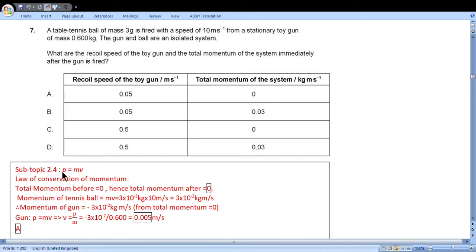Subtopic 2.4, momentum equals mass times velocity. Law of conservation of momentum: total momentum before equals 0, hence total momentum after is 0. The momentum of the tennis ball is given. The momentum of the gun should be opposite. So rewriting the formula for momentum to find velocity, knowing the momentum of the gun and the mass of the gun, we have the velocity of the gun. So we choose answer A, 0.05 and 0.